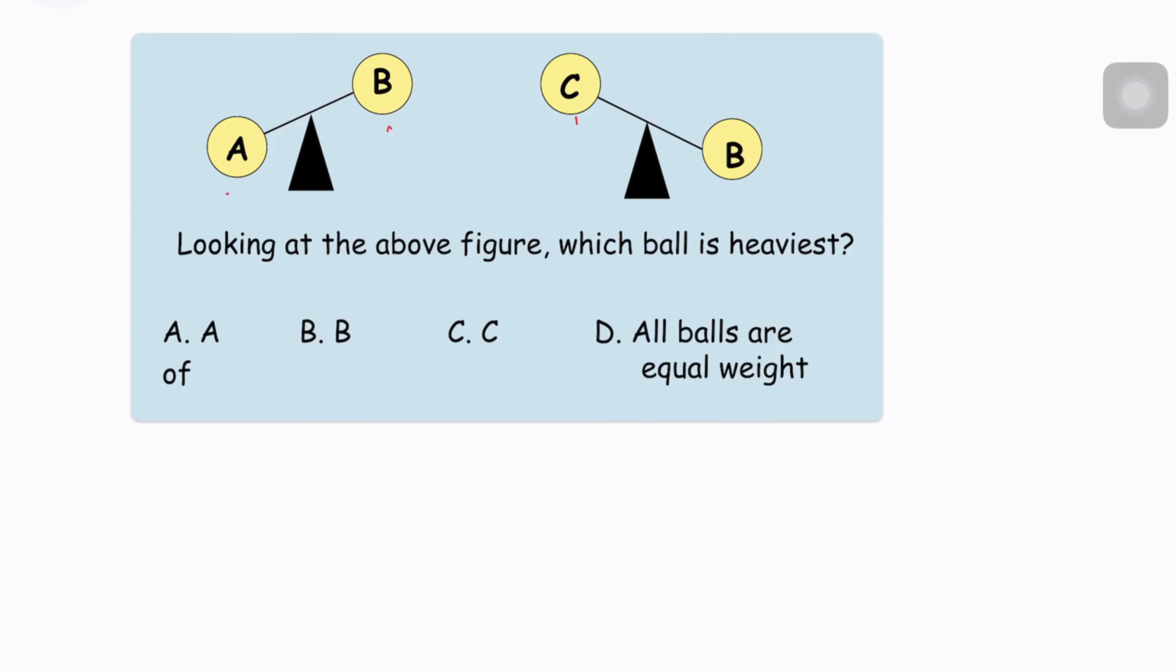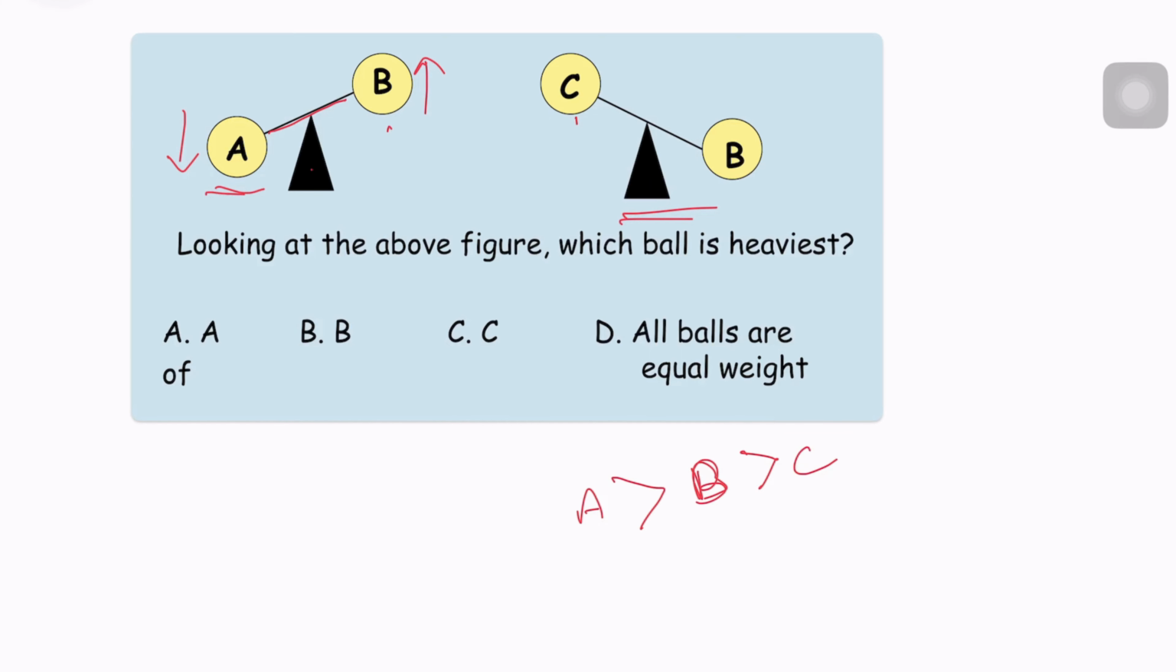Three balls are balanced on this triangular shape like structure. This is a beam, and if the ball is heavier, it will come down. If the ball is lighter, then it will go up. Now looking at this figure, we can understand that ball A is heavier than B, and by looking at this figure, we can say that B is heavier than C.